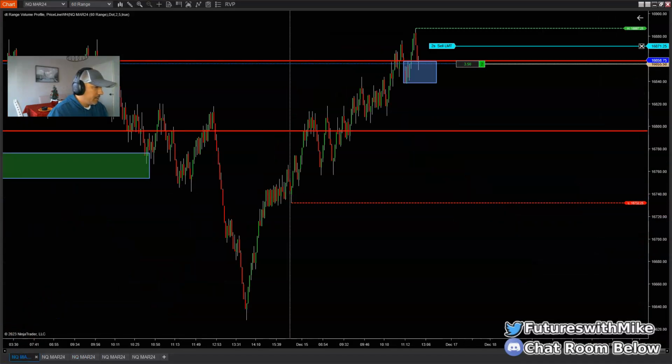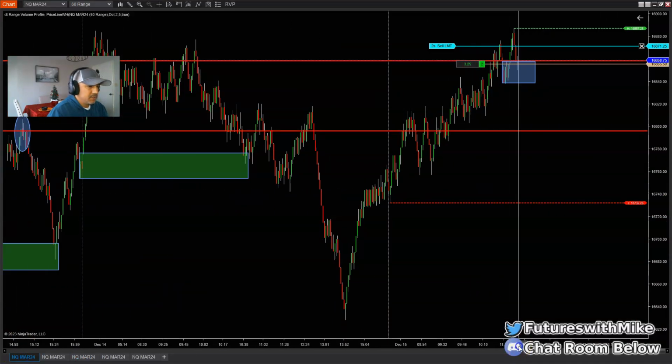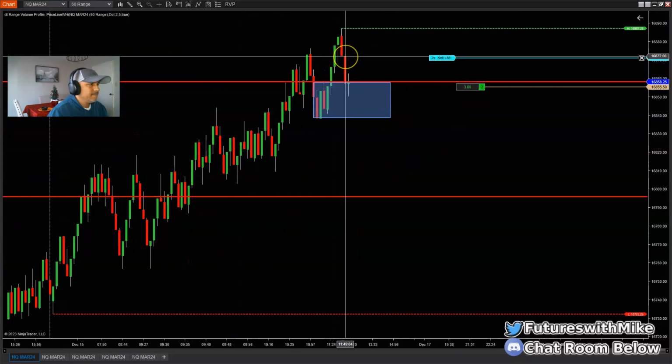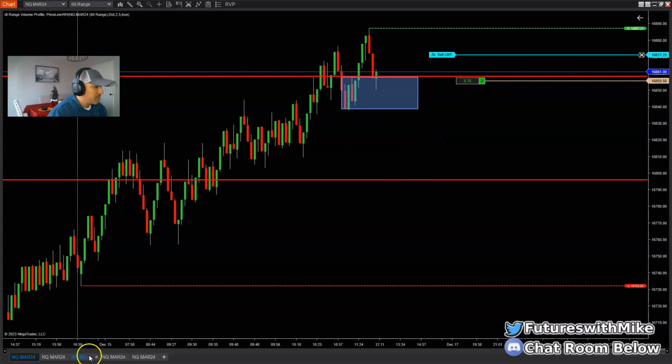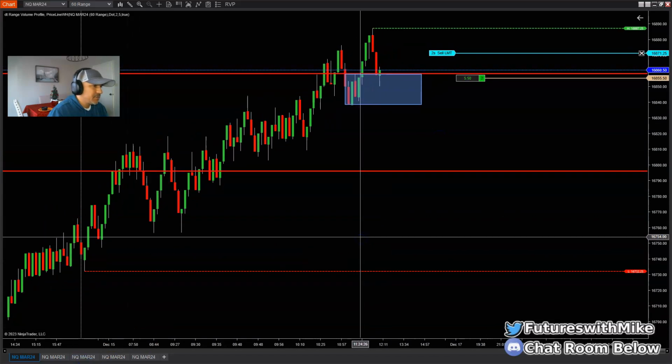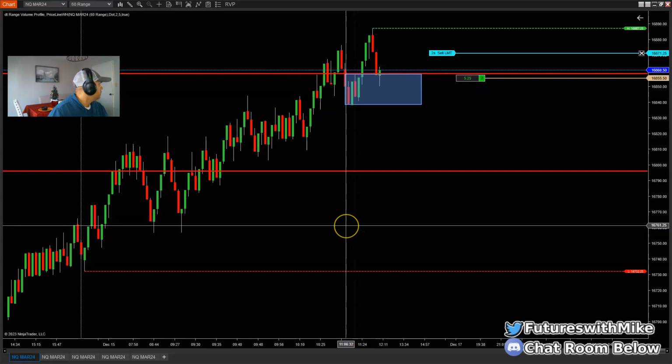And so far, so good. I just don't know how far it's going to run up to. So I'm just going to hold this trade here. This will be my, hopefully I can get filled here. This will be my last trade for today. It's already later than I normally want to trade.